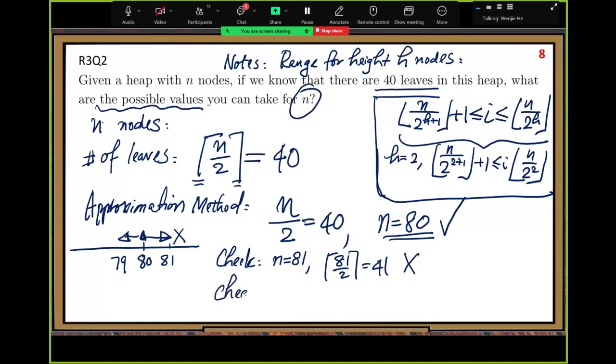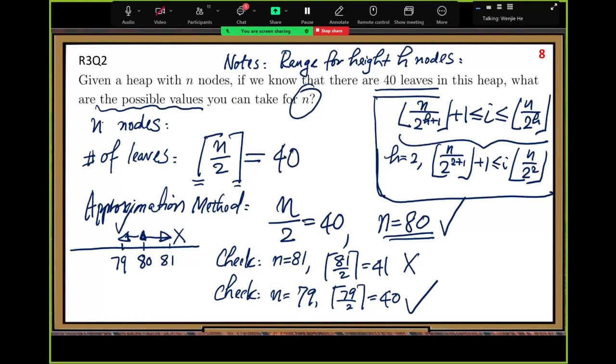Then you check 79. That's 39.5, round it up, 40. So this is a solution. So 79, you get a second solution. But not done yet.